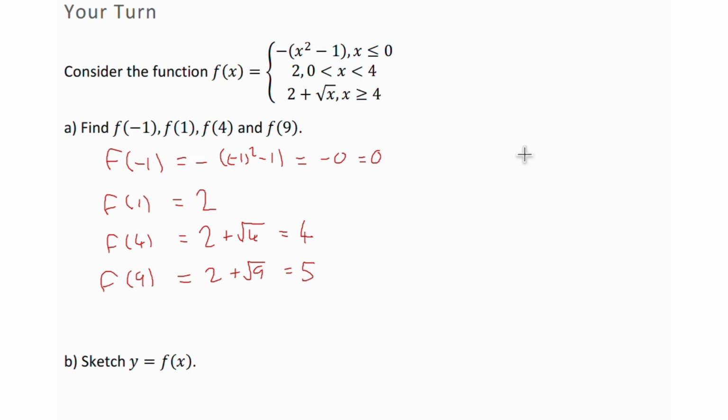Now let's have a think of what this graph looks like when I sketch it. We write down the function again so we can see it. It's made up of 3 parts: minus x squared minus 1 when x is less than or equal to 0, equal to 2 between 0 and 4, and equal to 2 plus the square root of x when x is greater than or equal to 4.